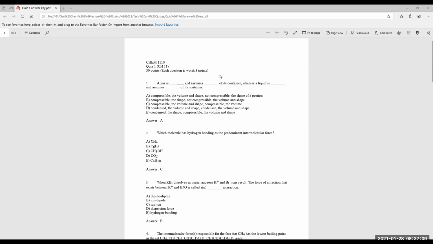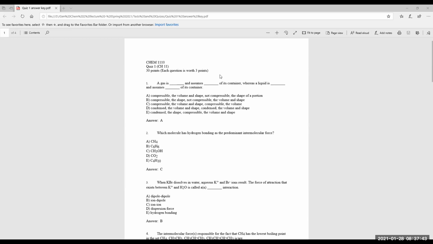The second question, which molecule of these choices has hydrogen bonding as the predominant intermolecular force? So remember, the answer here is CH3OH, which is methanol. The key thing there is, remember we said to have hydrogen bonding, you of course need to have a hydrogen atom, but it needs to be bonded to oxygen, nitrogen, fluorine, something like that. And that's the only one of the choices that had that hydrogen bonded to, in this case, oxygen.